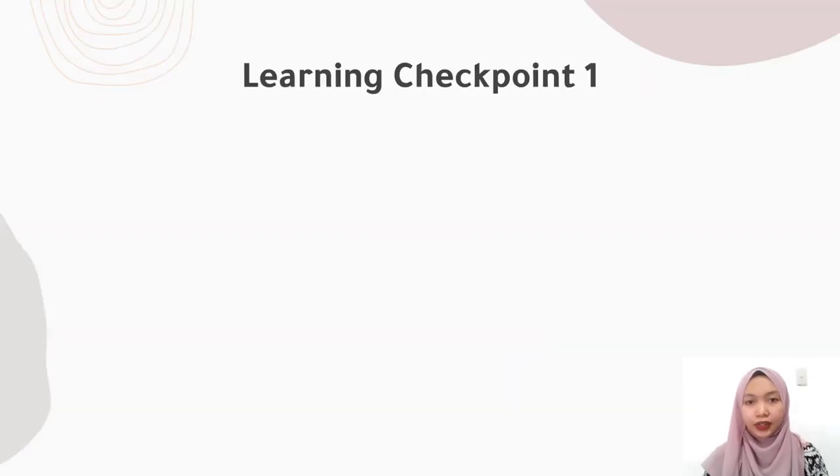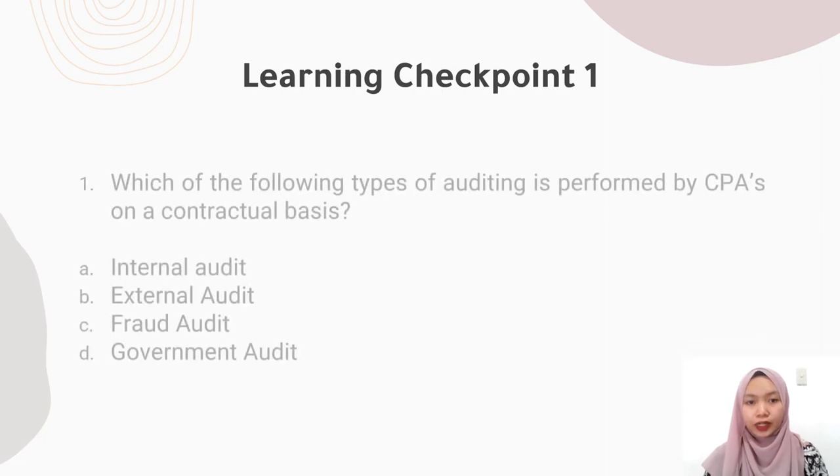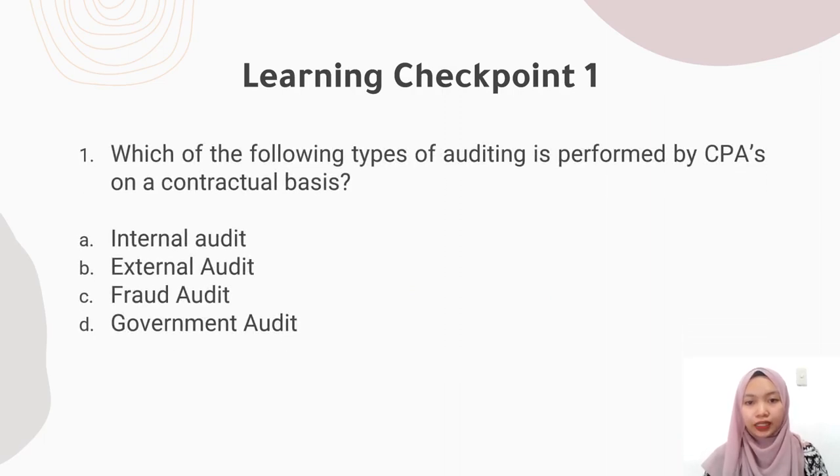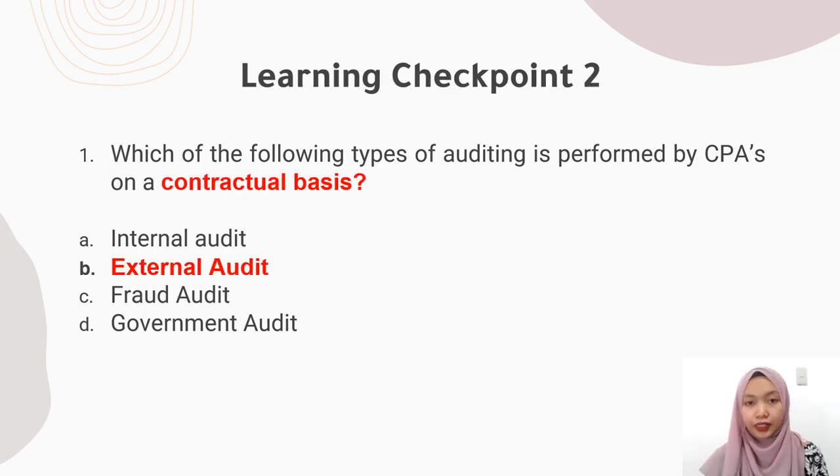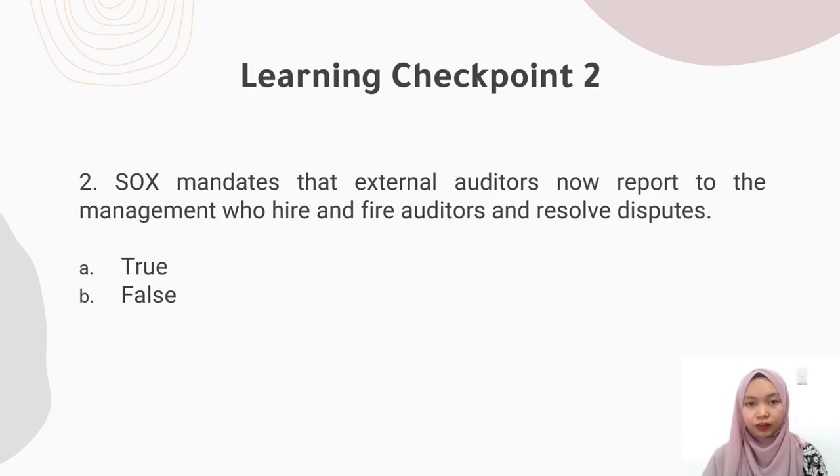Now, let's answer these learning checkpoints. First, which of the following types of auditing is performed by CPAs on a contractual basis? A. Internal audit, B. External audit, C. Fraud audit, and letter D. Government audit. And the answer is letter B, external audit, because remember, on a contractual basis.